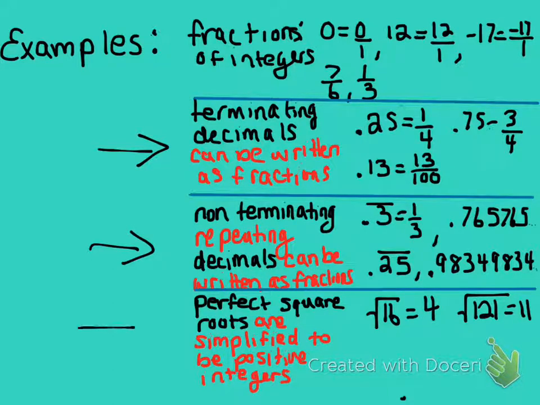And finally, another example is perfect square roots because they can be simplified to be a positive integer. Square root of 16 is 4. Square root of 121 is 11. So these are examples of rational numbers. You use rational numbers all the time.